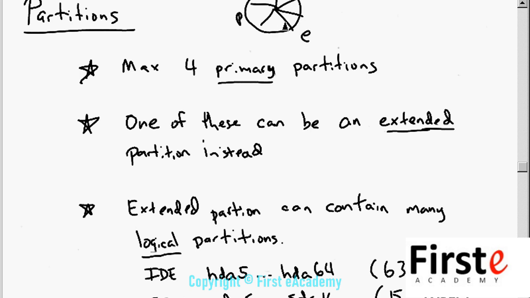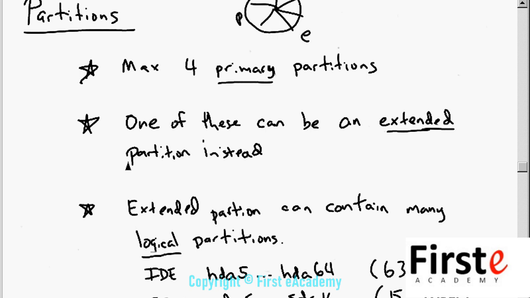partitions. Now, the number of logical partitions that an extended partition can contain depends on what kind of disk we have. If we have an IDE hard disk, then that extended partition can contain 60 logical partitions. If we have a SCSI disk, that extended partition can contain 12 logical partitions.